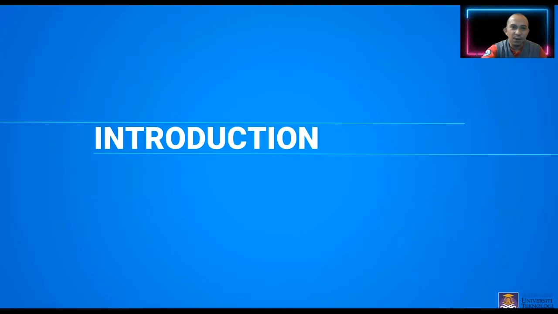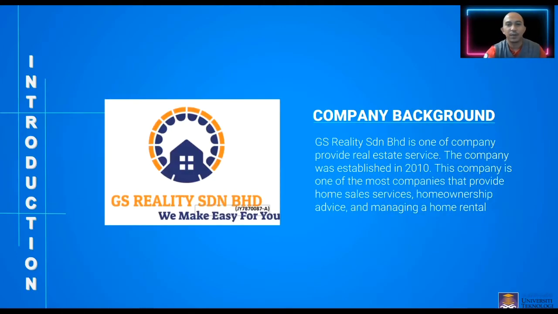Okay, we go to the introduction. Firstly, it's about the company background. The company name is GS Relational Schema. It's one of the companies that provide real estate service. The company was established in 2010. This company is one of the most companies that provide home sale services, home ownership advice, and managing a home rental.